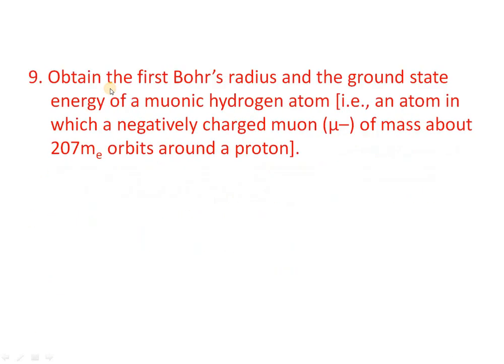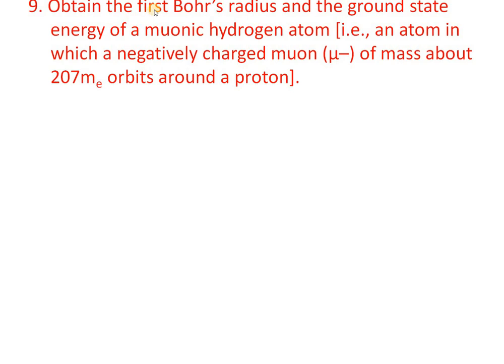Now this is the 9th problem. The problem is: obtain the first Bohr's radius and the ground state energy of a muonic hydrogen atom, that is an atom in which a negatively charged muon of mass about 207 times the mass of the electron orbits around a proton. We already know the radius of the first orbit of the hydrogen atom, but it is not a hydrogen atom, it is a muonic hydrogen atom, that is the atom in which a negatively charged muon of mass about 207 times the mass of the electron orbits around a proton.